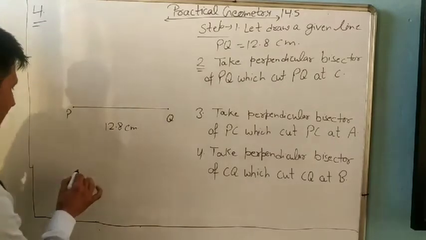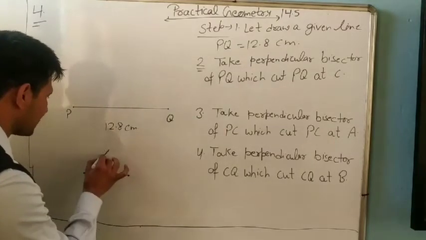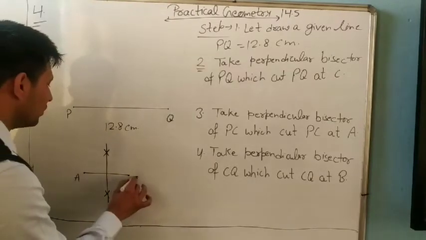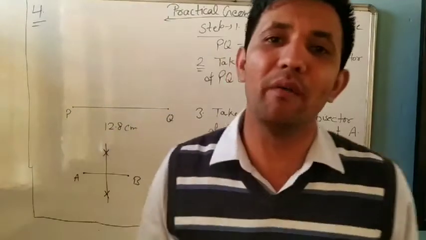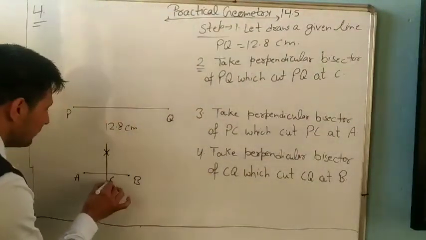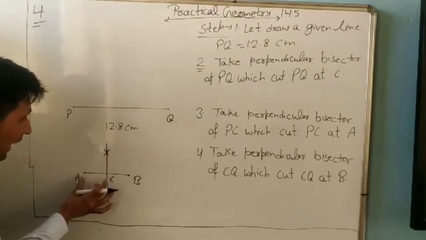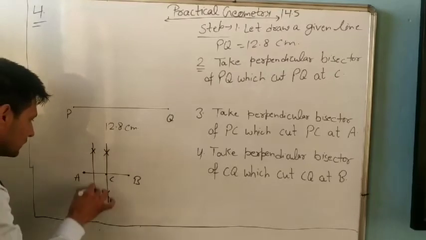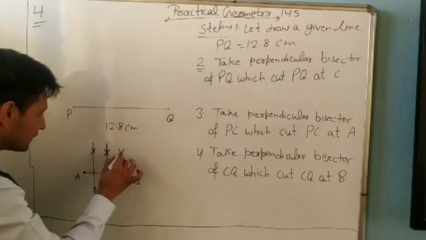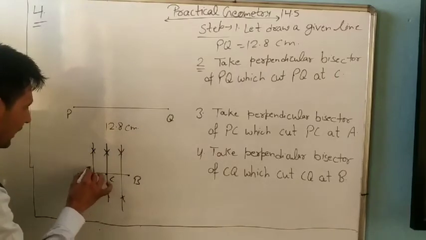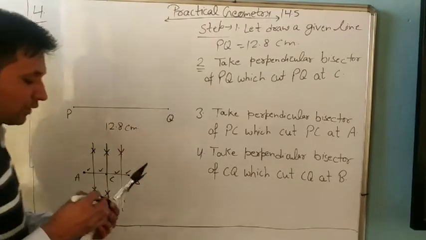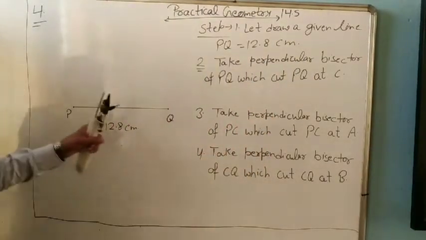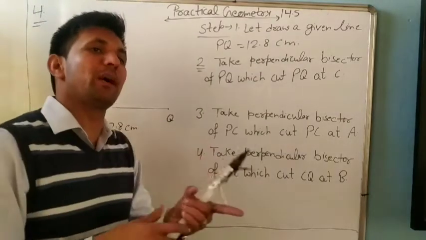Till now we have learned how to divide into 2 equal parts, like this one, 1 and 2. Now we have to divide into 4 equal parts. So what will we do? Again, we will take the line AC and take the perpendicular bisector of AC. Like this, again take the perpendicular bisector of CB. So it is 1, 2, 3, 4 equal parts. Understand? First we divide into 2 equal parts, then 4 equal parts.